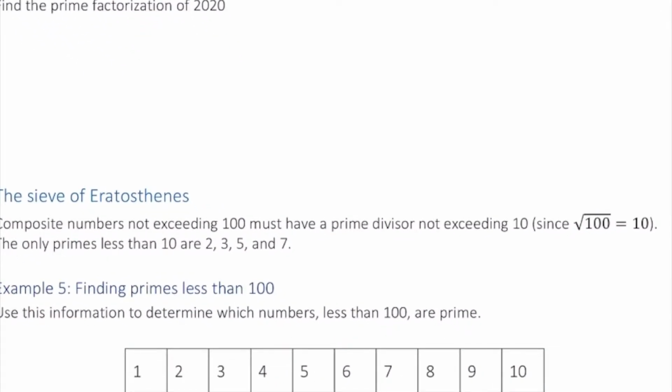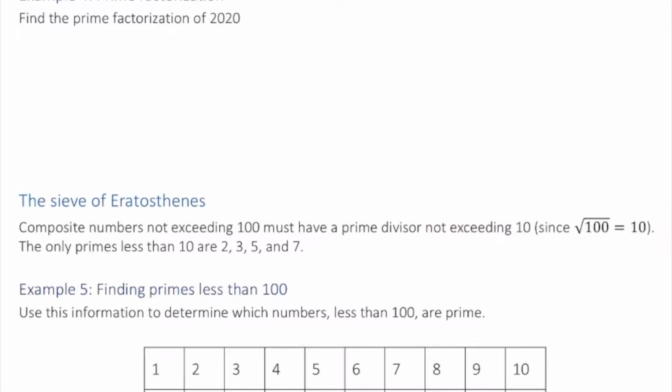So let's find the prime factorization of 2020, the year that we're in. So this number is clearly an even number. So we know 2020 is equal to 2 times 1010. Now 1010 is divisible by 10. So we get 2 times 10 times 101. 10 is clearly 2 times 5. So now we just have to figure out if 101 is divisible by anything.